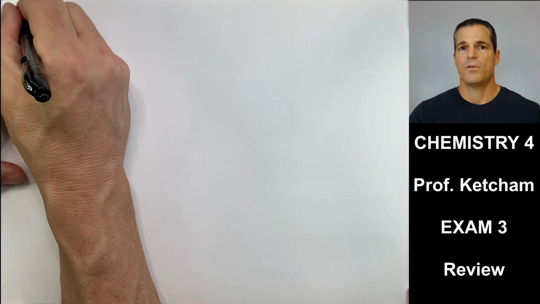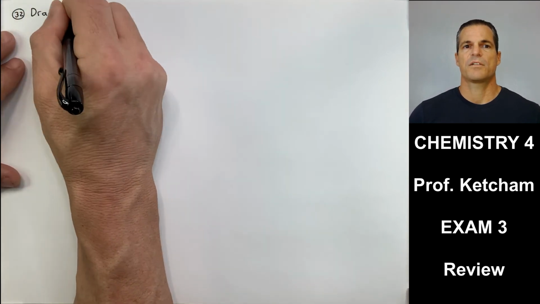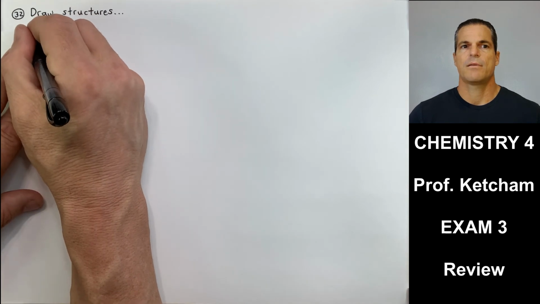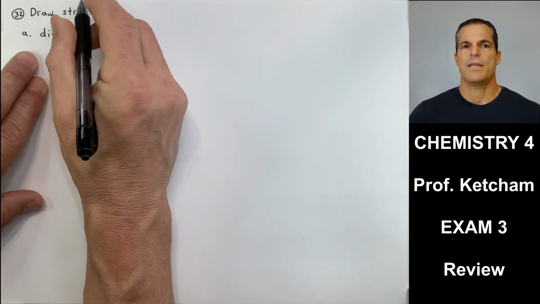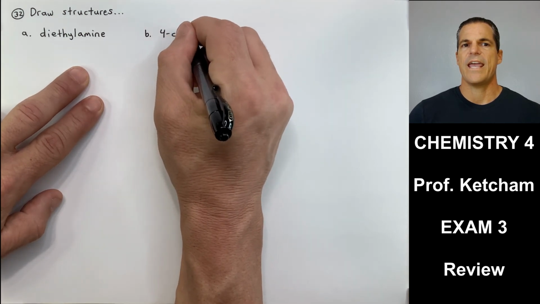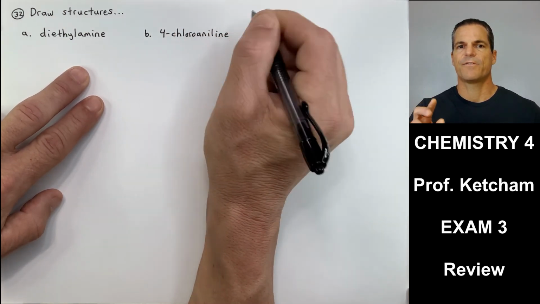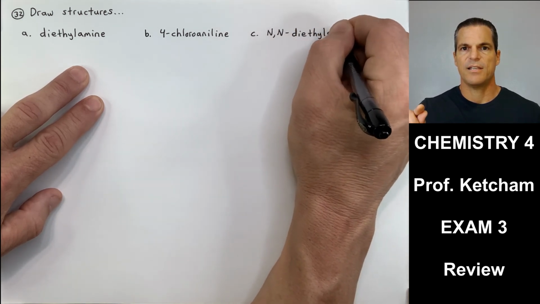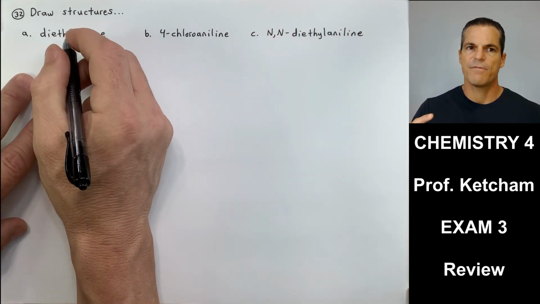Question number 32 from chapter 14 wants us to draw structures. All right, well, they must be giving us the names then. A, diethylamine. B, 4-chloroaniline. So my eyes first see this in A, amine. B, aniline. C, aniline. Draw the parent first.